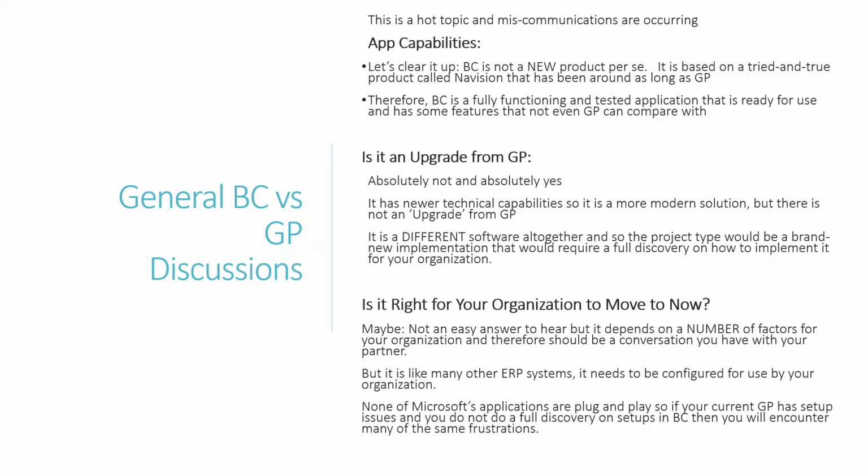If you're on BC versus GP, if you get the online version and not the on-prem version, you don't have server costs. There are IT costs that go away. There's a huge cost analysis you would need to do to compare the cost there, but it's not the same, so it's not ever going to be apples to apples.